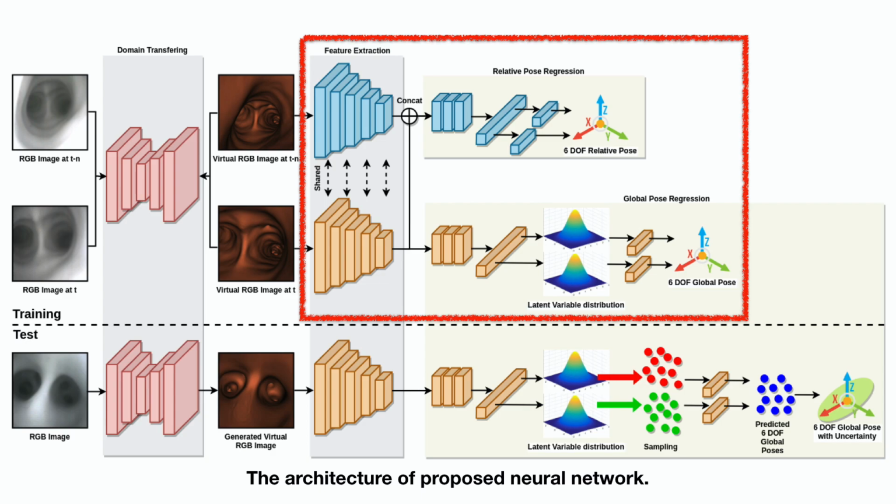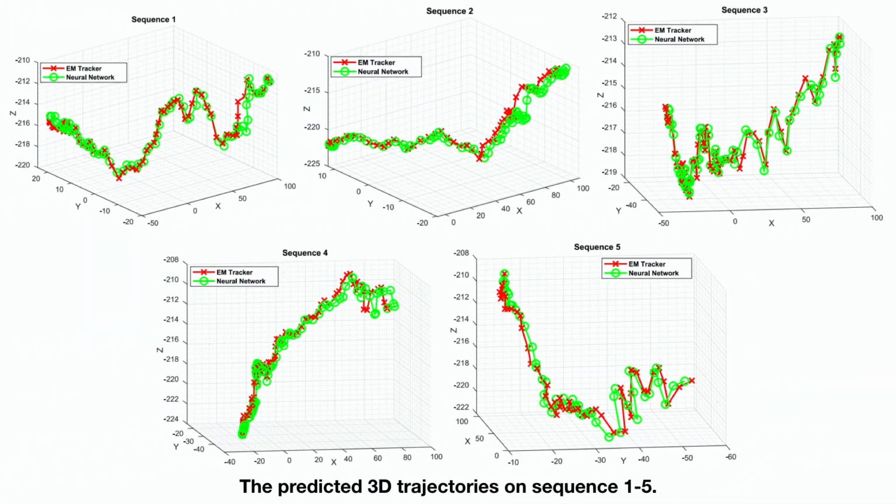Auxiliary learning, which leverages the complementary relative pose regression to constrain the search space of global pose regression, is employed to alleviate the non-unique image reading problem. To be specific, the proposed network is a dual-stream architecture including a global pose regression stream and a relative pose regression stream. The predicted 3D trajectories for the 5 testing sequences are plotted in this figure. It can be seen that the green trajectories predicted by the localization network closely follow the red ground truth trajectories calibrated from the readings of the M-tracker for each sequence.